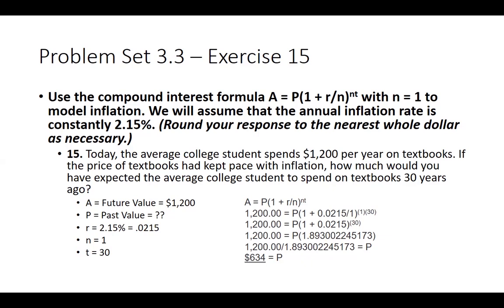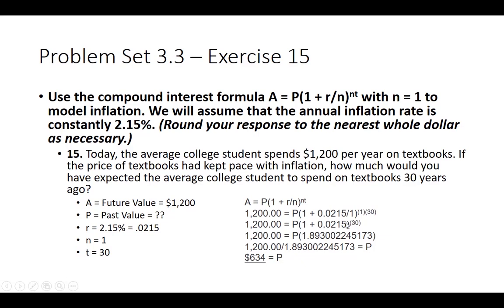We have the future value of 1,200. Our rate is 2.15% annual interest compounded annually. So R as a decimal is 0.0215 and N is 1. T is 30. That's given in the problem, 30 years ago. Plug in everything that we have, and we're left with solving for P. Take care of the exponent first. 1 times 30 is 30.